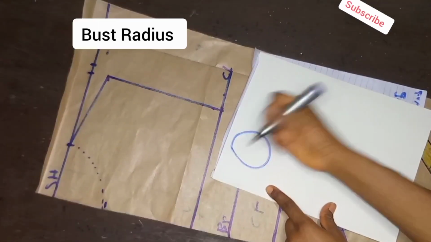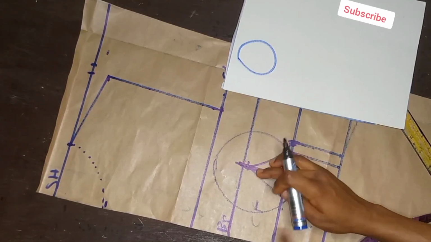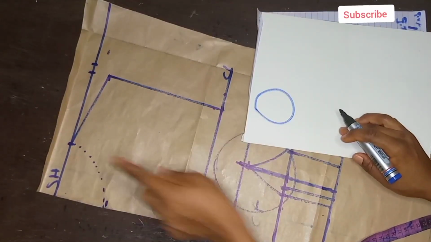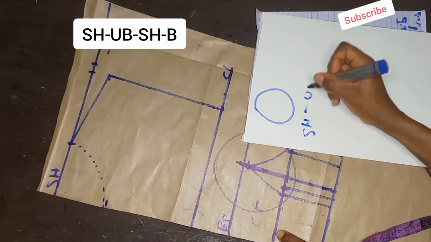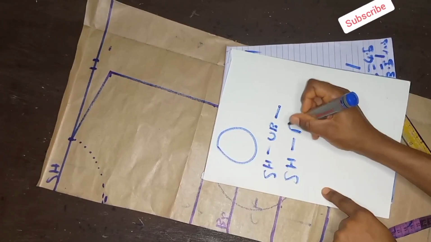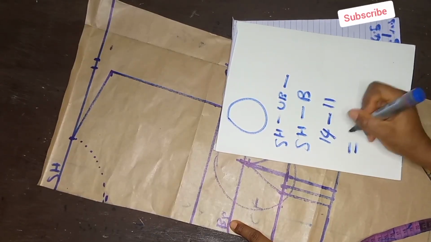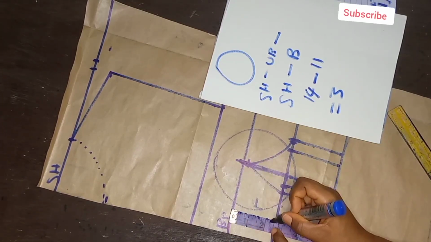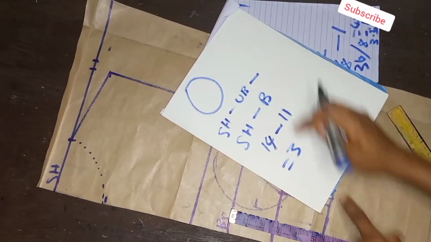Next formula is the bust radius. That's the full circle around the dart area, which we use mostly for corset dresses, bustier tops, and dart manipulation. The formula for bust radius is the shoulder to underbust measurement minus shoulder to bust measurement. So let's say the shoulder to underbust is 14 inches and shoulder to bust is 11 inches. 14 minus 11 will give us 3 inches. So the bust radius will be 3 inches. So you can either use the formula or you place your tape from your bust point to your underbust point. The difference is what you use for your bust radius.